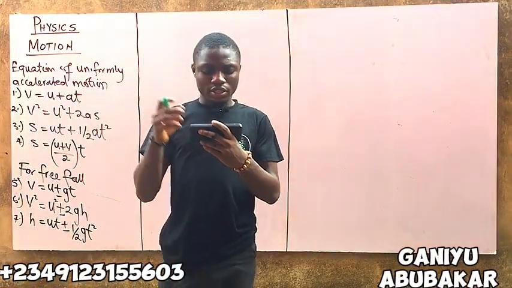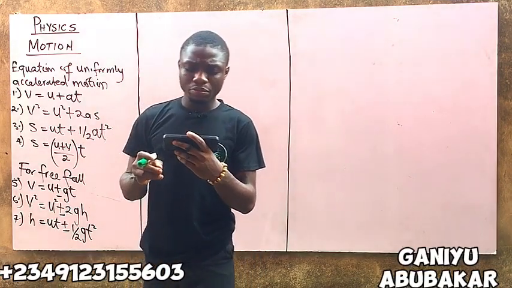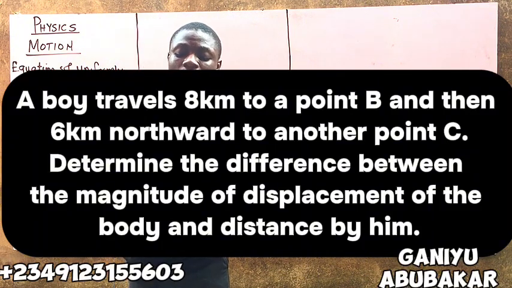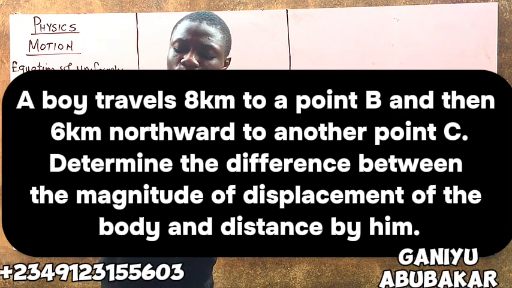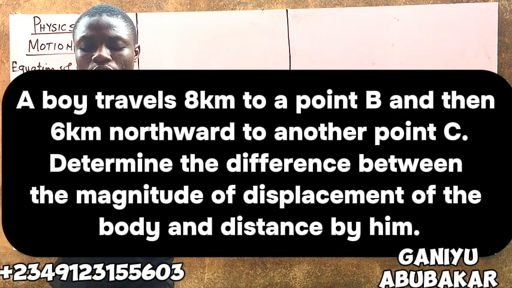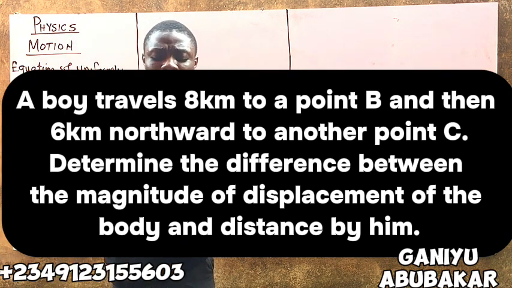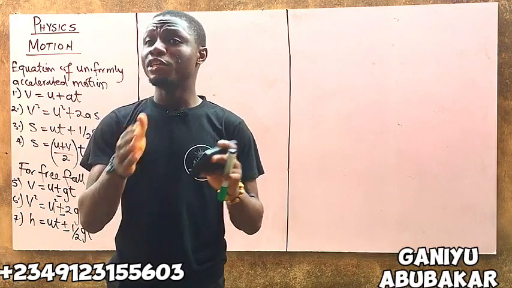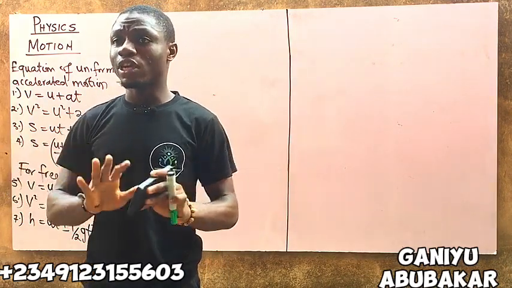All right, let's take example 3 and solve together. Example 3 says a boy travels 8 kilometers to a point B and then 6 kilometers northwards to another point C. Determine the difference between the magnitude of the displacement of the body and the distance covered by him. So it's quite simple. My first task is to look for displacement. Next task, look for distance. Then subtract the two. That's all.